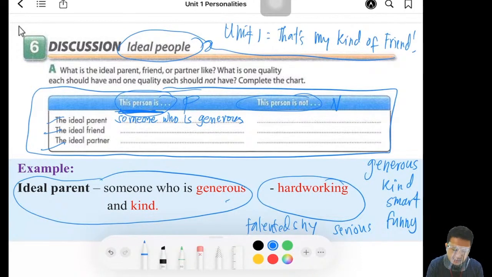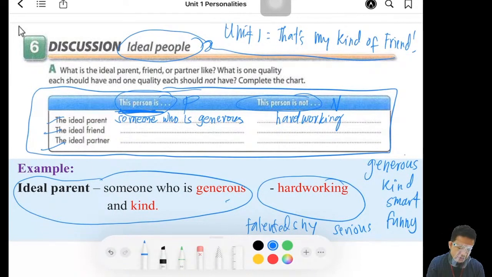And let's take a look at the negative personality that this person has. Okay, or your parent has. Now, this person is not hard working. For example, it's up to you. You can also say, this person is not generous, this person is not kind, this person is not smart, this person is not funny, this person is not shy, or this person is not talented.